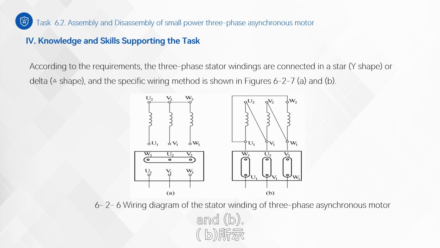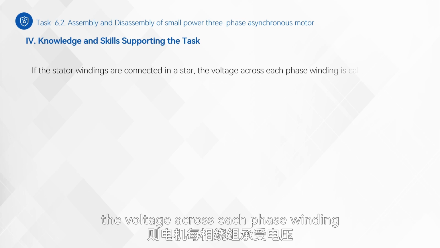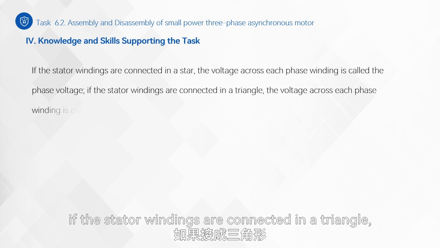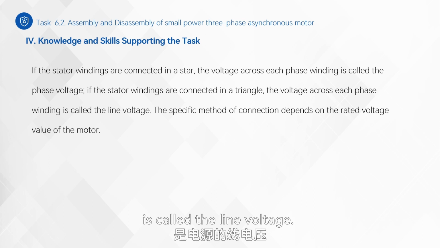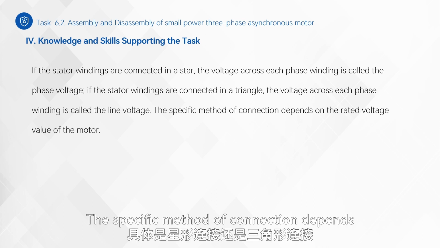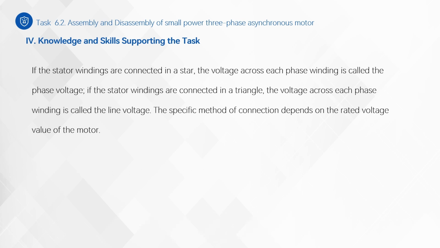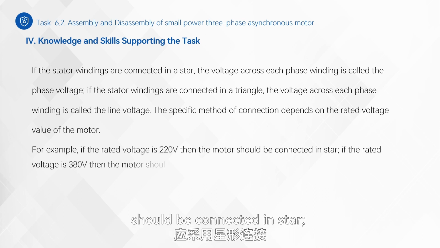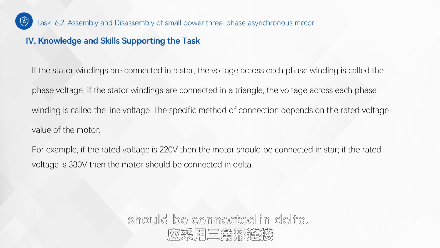6.2.7a and b. If the stator windings are connected in a star, the voltage across each phase winding is called the phase voltage of the power supply. If the stator windings are connected in a triangle, the voltage across each phase winding is called the line voltage. The specific method of connection depends on the rated voltage value of the motor. For example, if the rated voltage is 220 volts, then the motor should be connected in star. If the rated voltage is 380 volts, then the motor should be connected in delta.